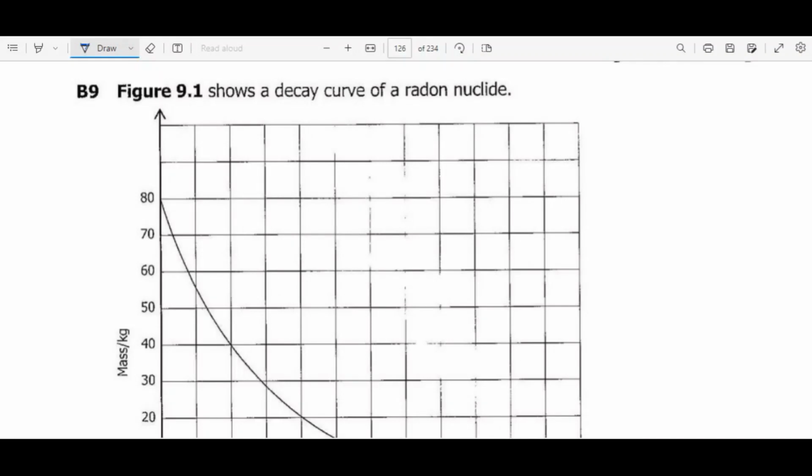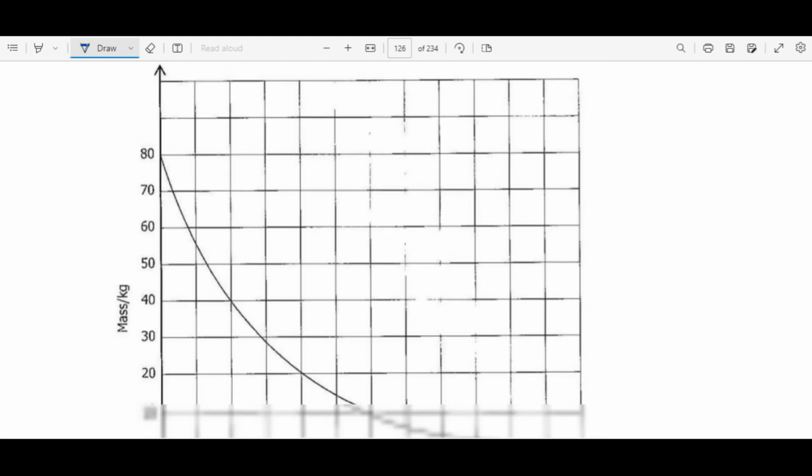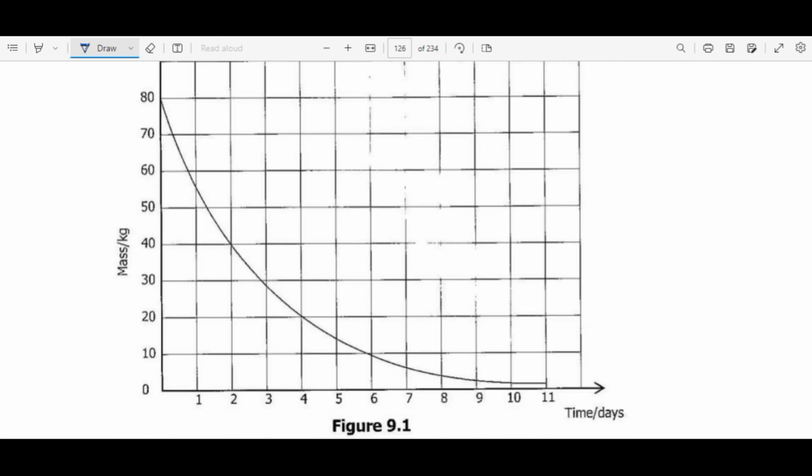Welcome. Before us, we have a question in physics under radioactivity. The question reads, figure 9.1 shows the decay curve of a radon nuclide. So we are given a curve and we want to use the principles of radioactivity to answer some questions. Now let's look at the first question.